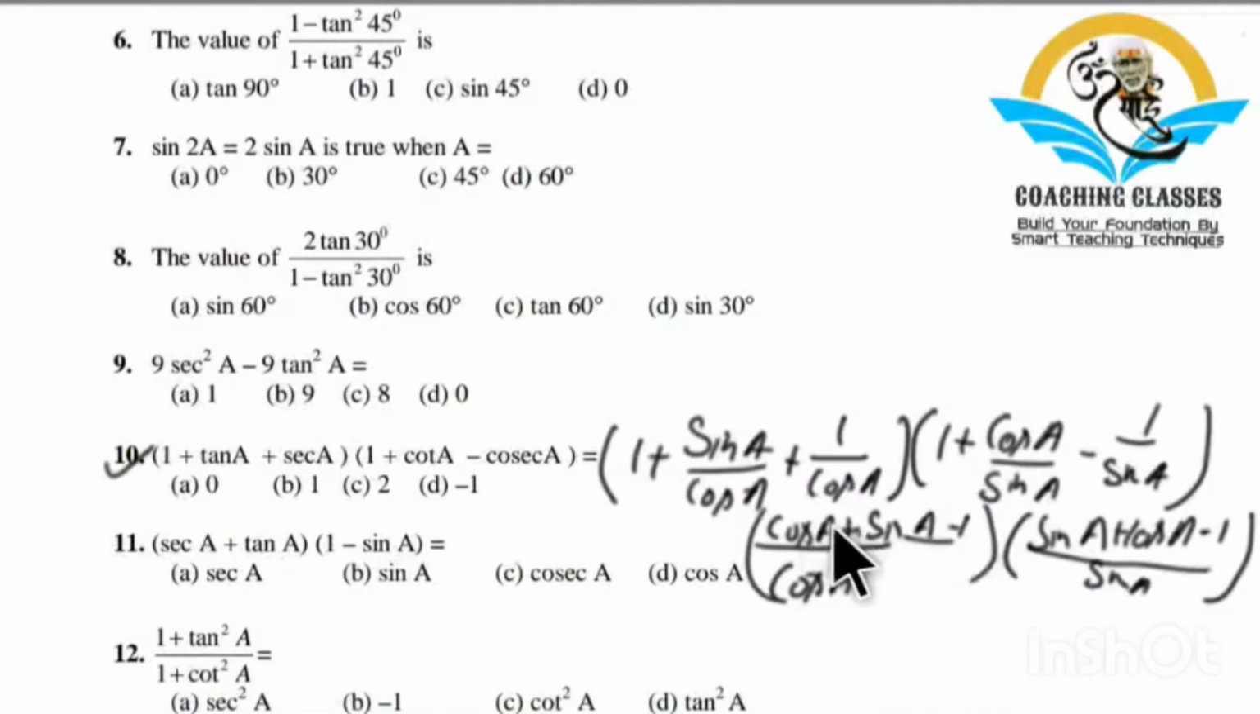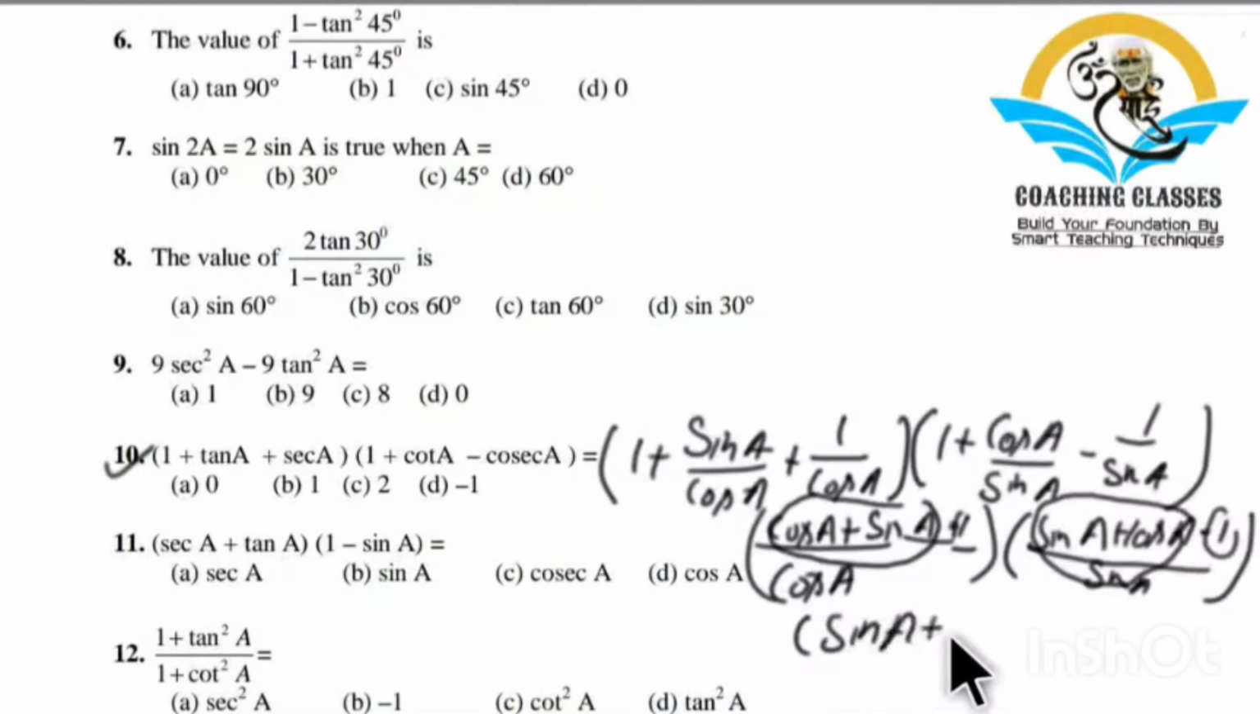Now you see here this term is a minus b and a plus b, and a minus b. Write as a square minus b square, and below sin A cos A.